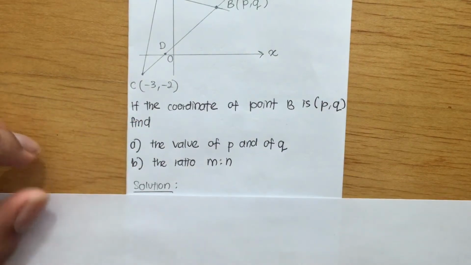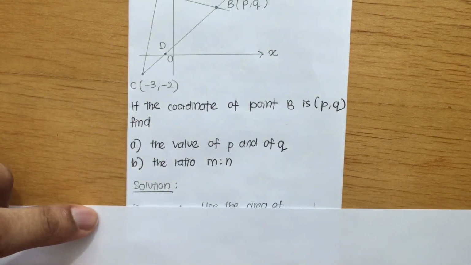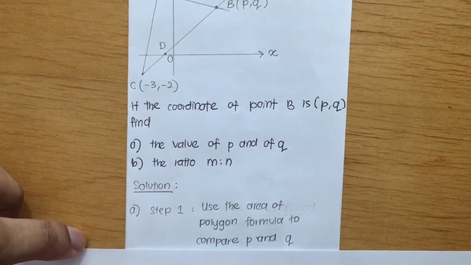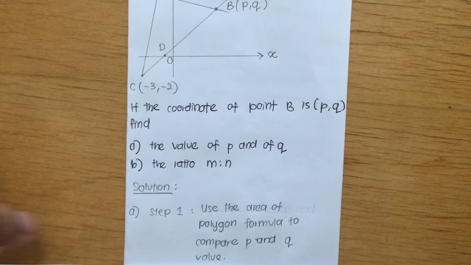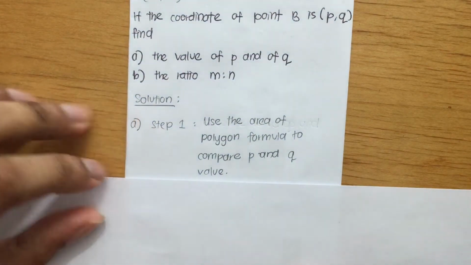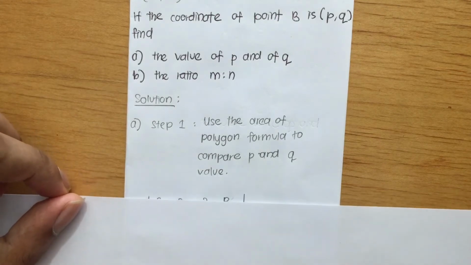So based on what I explained just now, the first step is we are going to use the area of polygon formula to compare the p and q values. Okay, let us proceed to this step by step working.